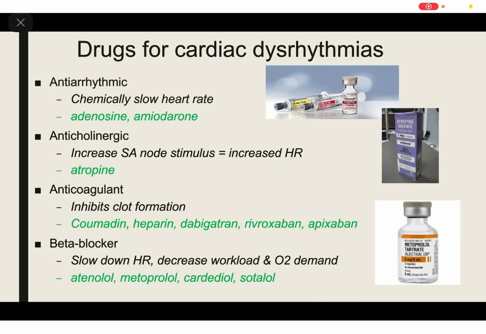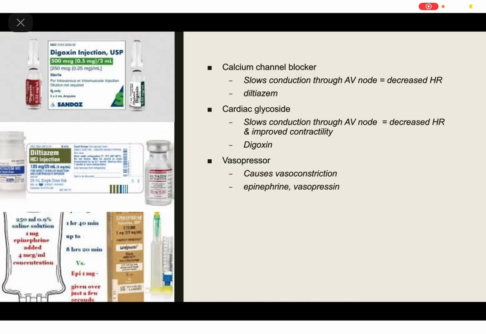Anticoagulants: Coumadin, heparin, and some other ones that I have no idea how to pronounce. I know apixaban, which are great for inhibiting clot formation, which could kill your patient. Beta blockers, so beta 1, slow heart rate down, decrease workload and O2 demand: atenolol, metoprolol, carvedilol, sotalol. All sorts of beta blockers that we can use. Calcium channel blockers slow conduction through the AV node, decreasing heart rate: diltiazem or Cardizem. I think amlodipine is also a calcium channel blocker.